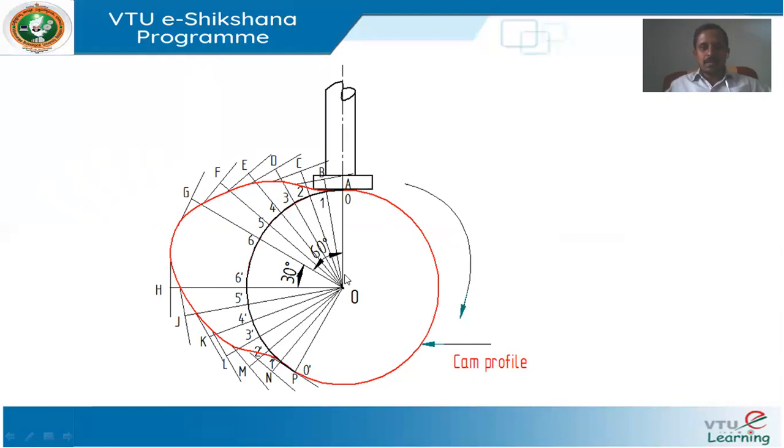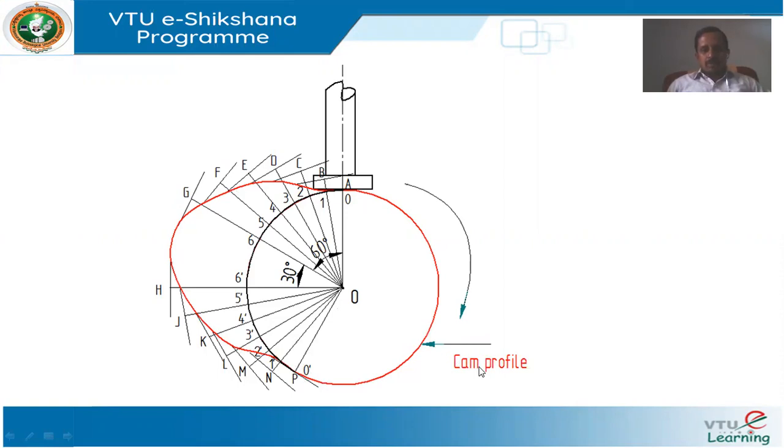So during the remaining 210 degrees of cam rotation, during the second dwell period, the cam profile comes along the base circle. Using a compass, take O as center, radial distance O to 0 dash, and simply draw a circle up to 0. So this red color path represents the cam profile.